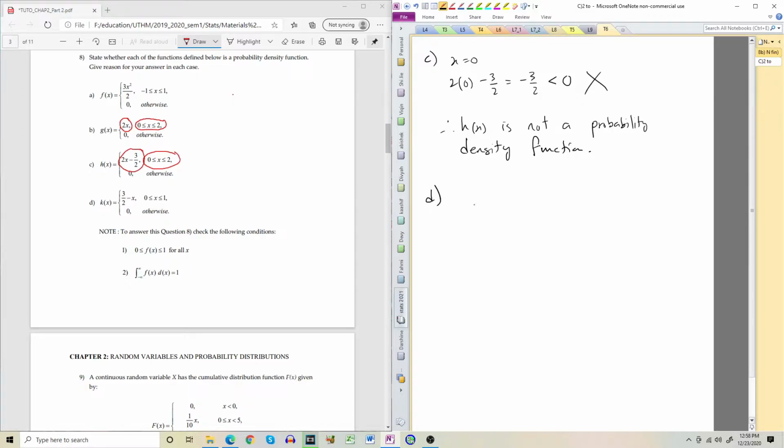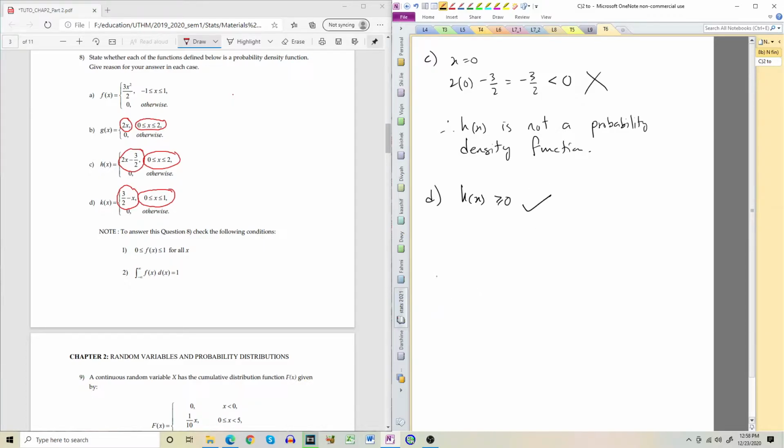D, if you replace any value inside here, x in between 0 to 1, you replace inside this function, it is always greater than or equal to 0. You can try. Okay, you try put 1, the maximum number there. Maximum number is 1. You replace inside here, you can still have 1 over 2, which is greater than 0. The first condition is okay.